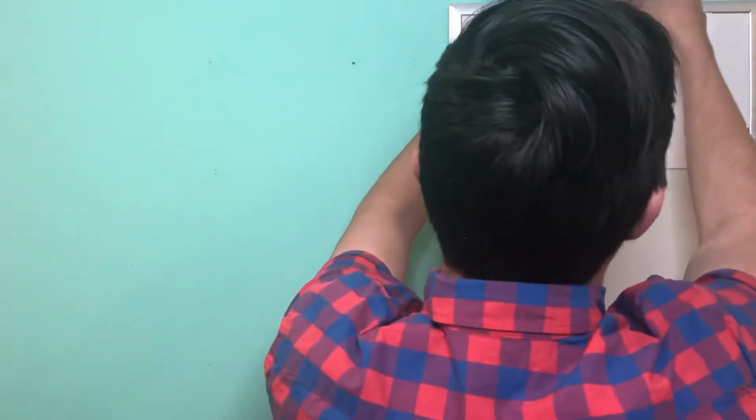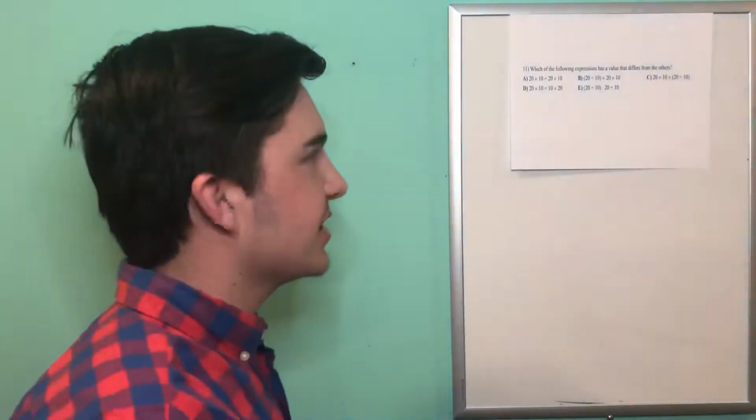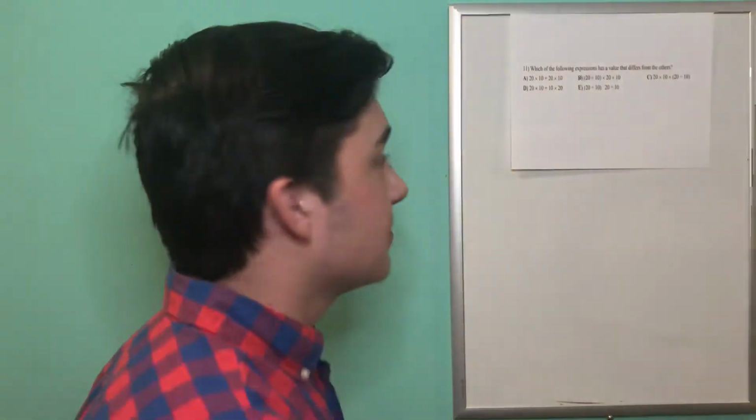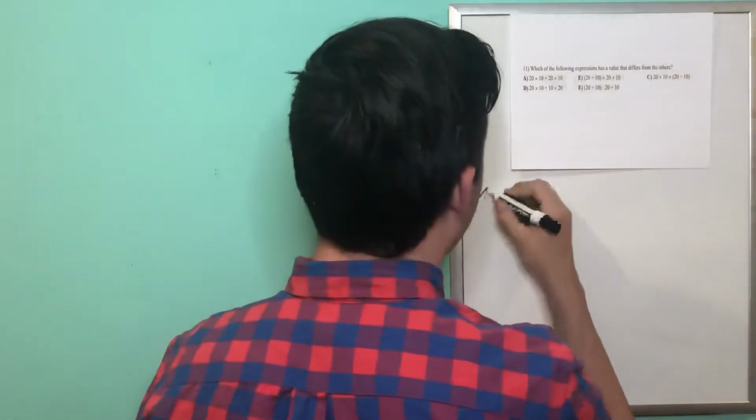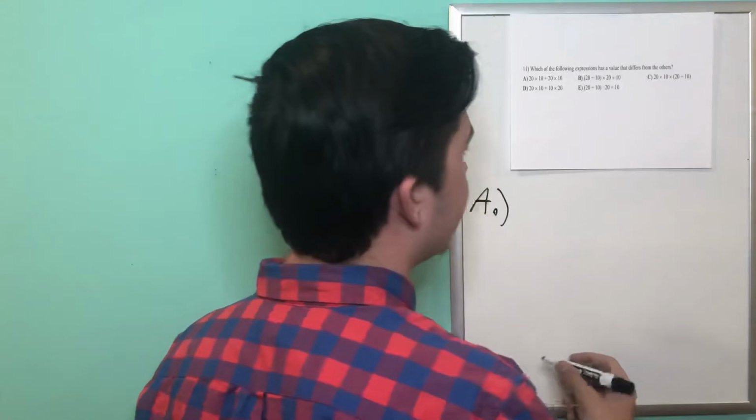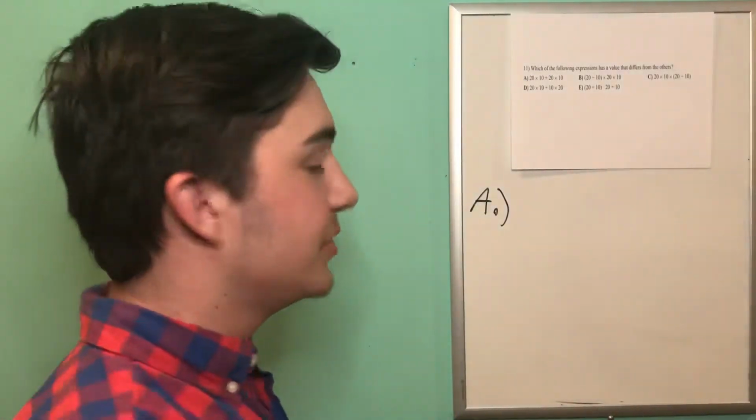Now we have number 11. Which of the following expressions has a value that differs from the others? Well, let's go through all of them, right? So let's say A, 20 times 10. Before we do that, do you guys know PEMDAS?